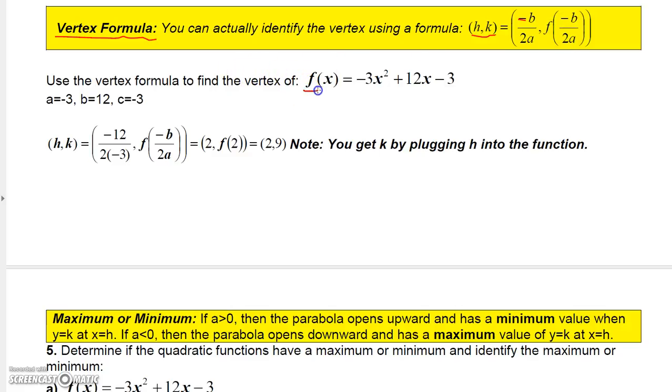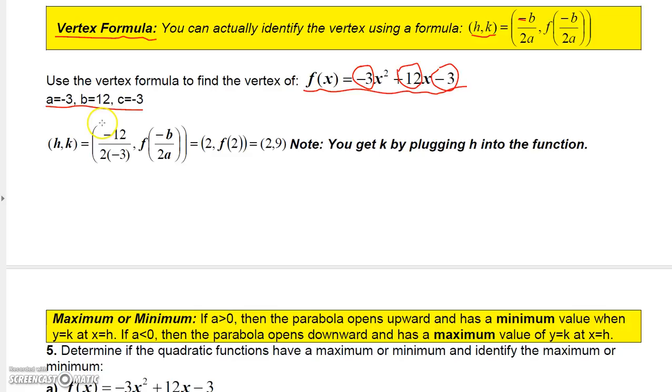So this is one we did just a minute ago with completing the square. Let's use the vertex formula and see if we get the same answer. I bet we do. A is -3, B is 12, and C is -3. So that's the a, b, c. Of course, it has to be written in this form to use the vertex formula.